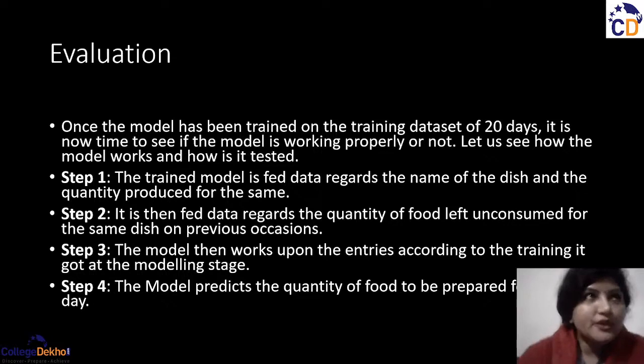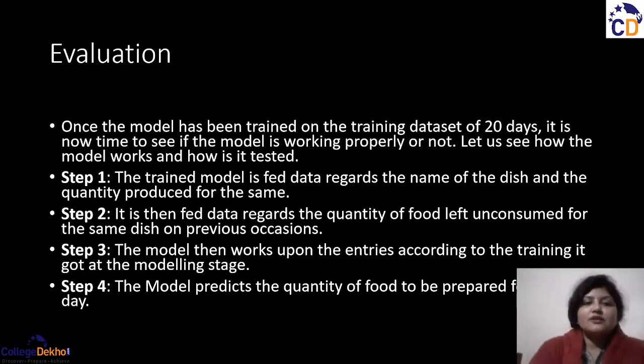So what is evaluation? Evaluation is once your model has been trained on the training data set of 20 days, it is now time to see if the model is working properly or not. Let us see how the model works and how it is tested. So I told you it is basically having the ratio that is 80 to 20. 80% of data is used for training the model and 20% data is used for testing the model.